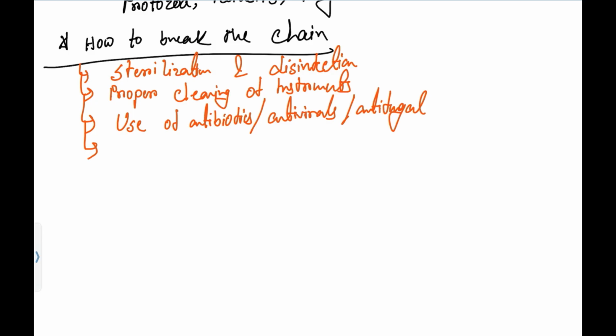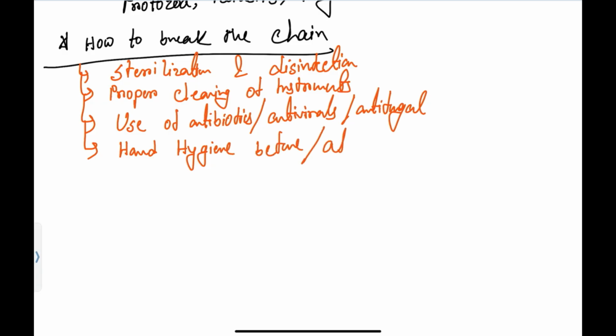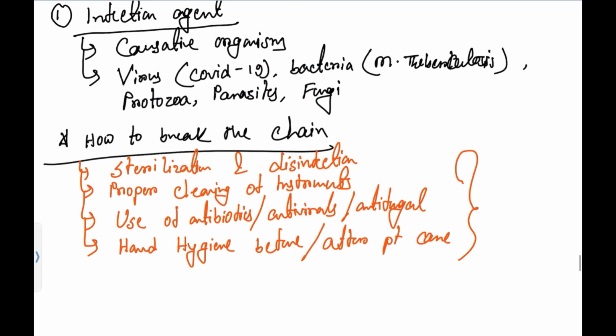So if we use this, then it will somehow prevent the disease. Then the main thing is hand hygiene, before or after patient care. By following all these methods, we can break the chain of infection. At what point? At the infectious agent, we prevent the spread of the infectious agent from one person to another person. So the first component is the infectious agent.